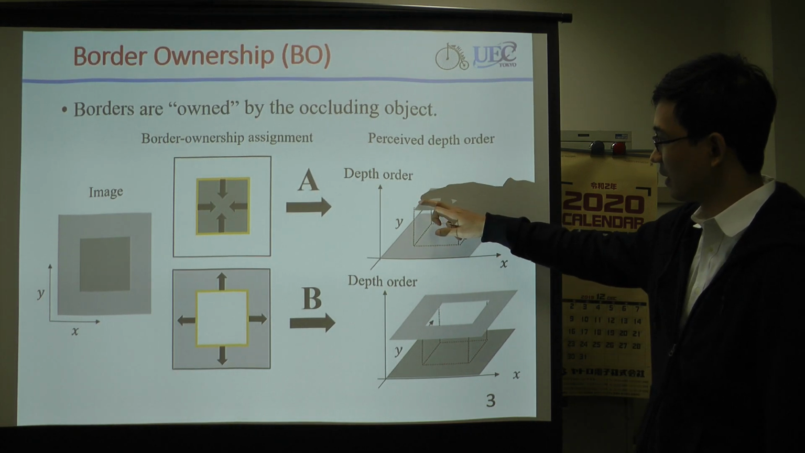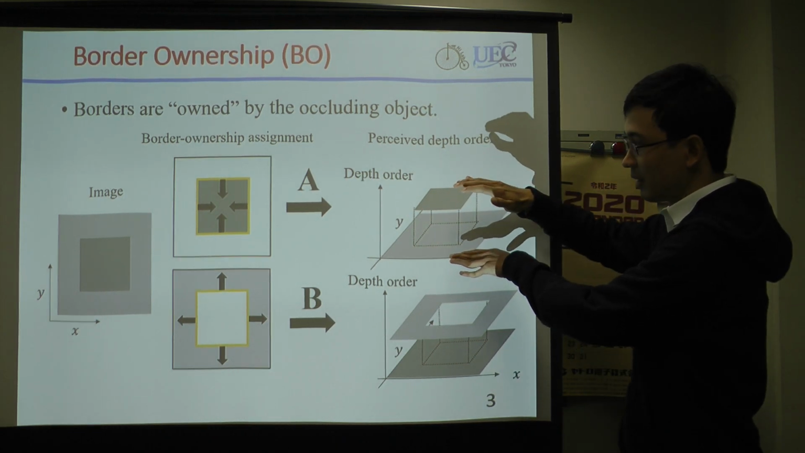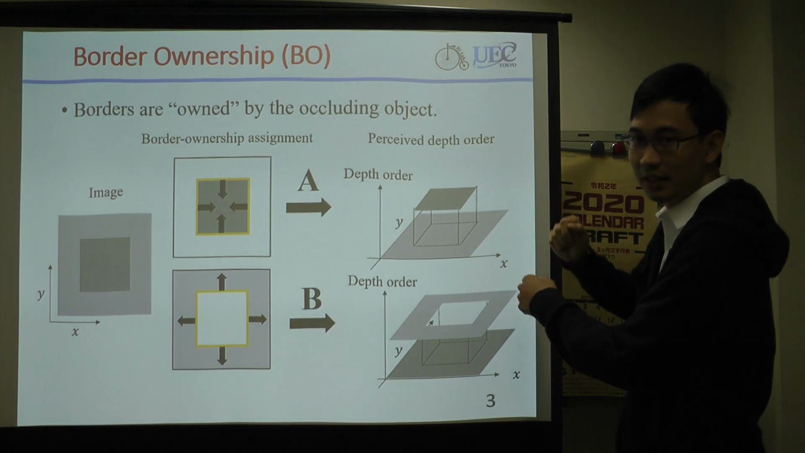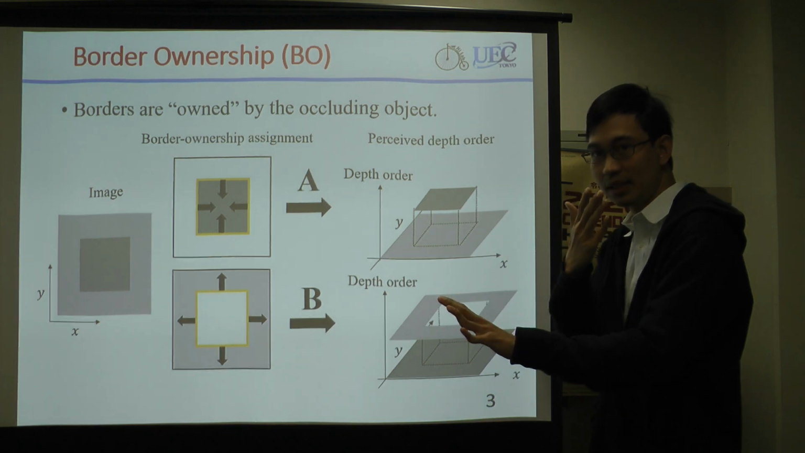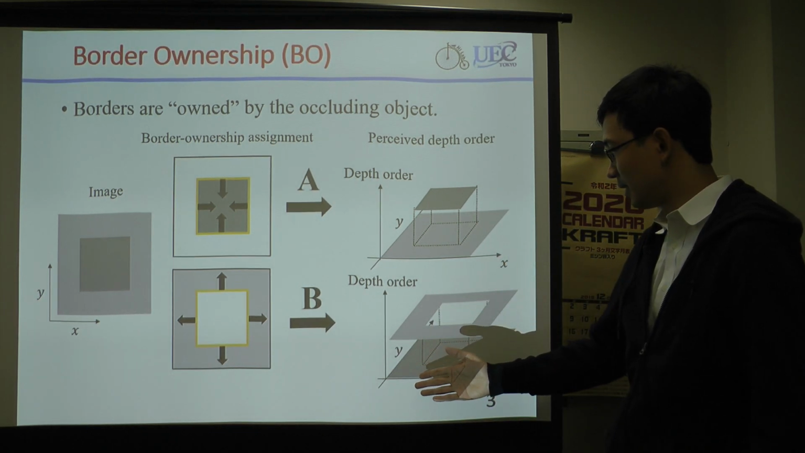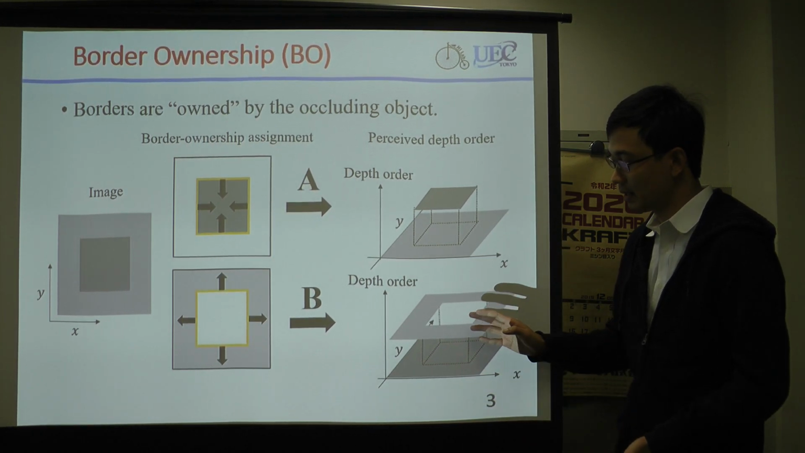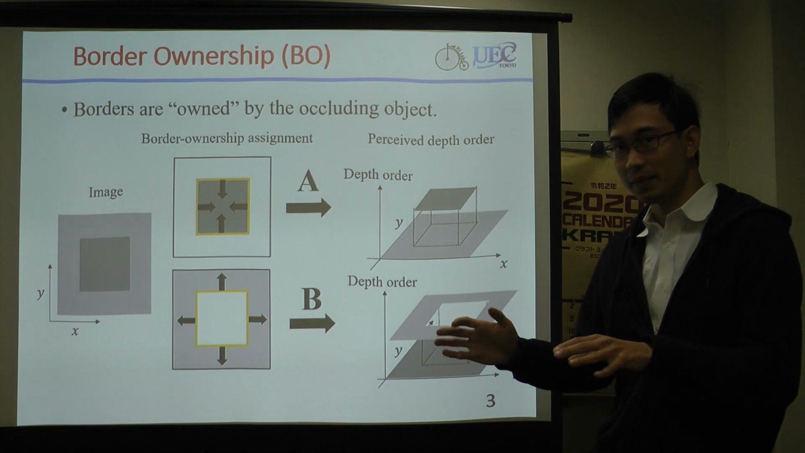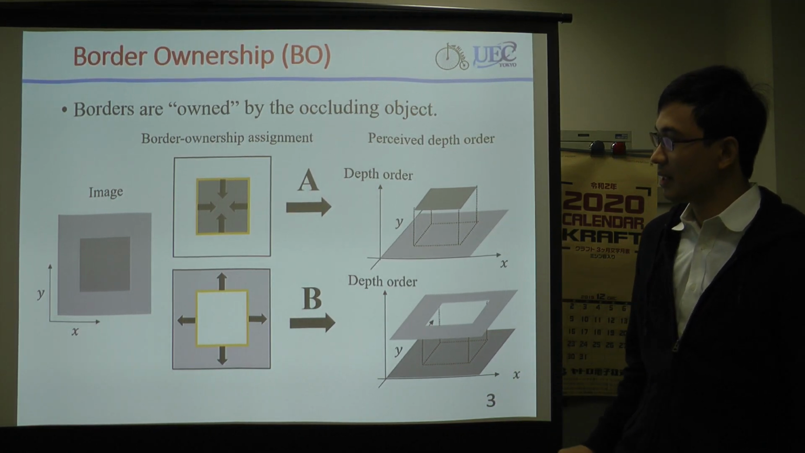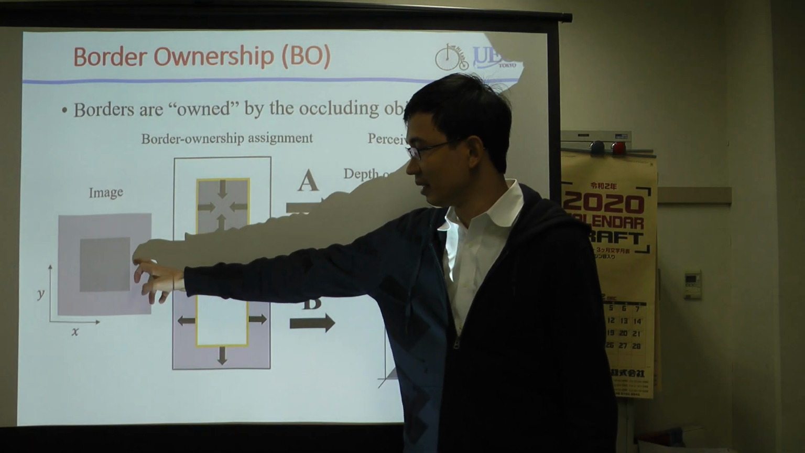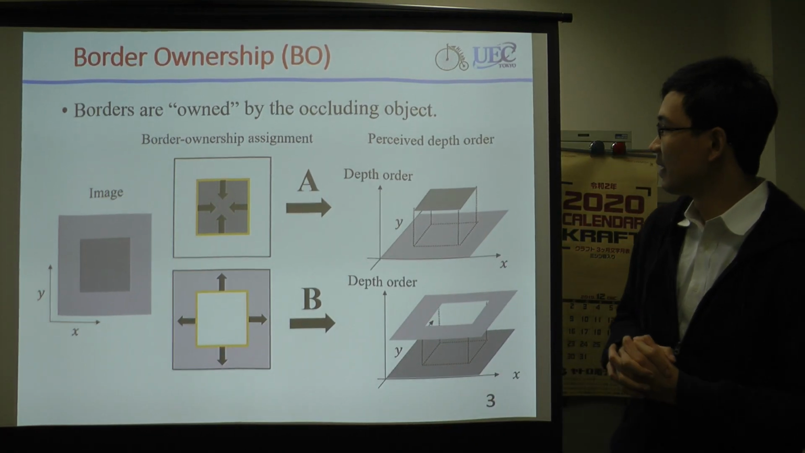As you can see, in the first example, the dark gray square has a larger depth order value, and it coincides with being closer to the viewer. Similarly, the light gray window has a higher depth order, and this coincides with an object being closer to the viewer. Now in these two examples, the border that we perceive here, outlined in yellow, is owned by the occluding object.